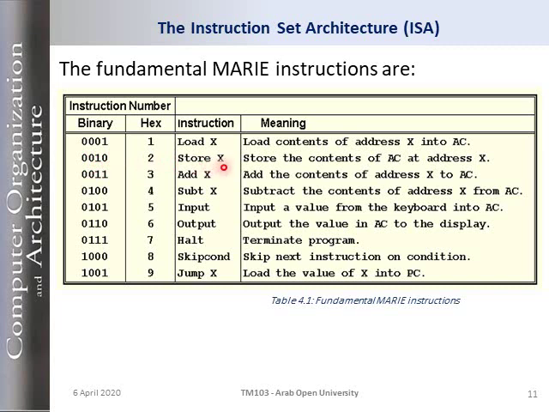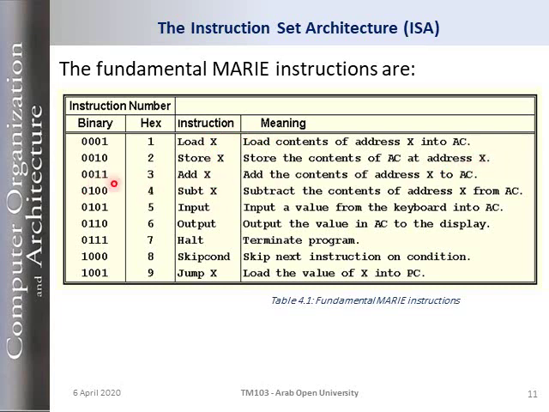Number 2, which has this opcode in binary, is store X. Store the content of the accumulator at address X. So whatever is there in the accumulator register, we will store it in memory. Where in memory? Memory address number X. X should be a number, but for simplicity we are using this letter X.